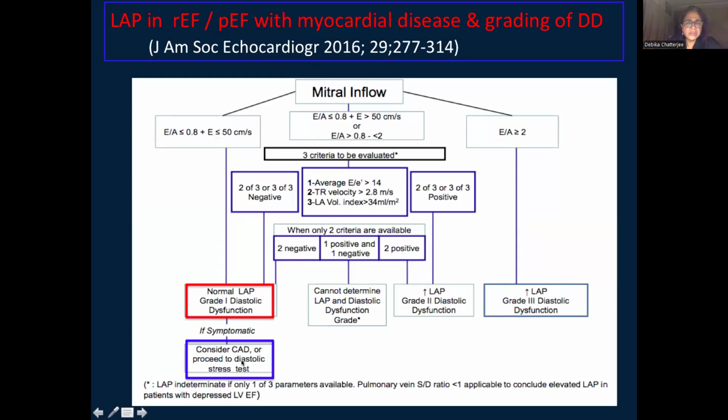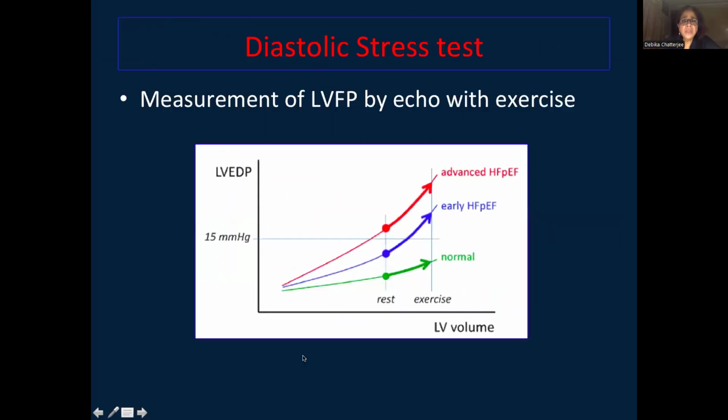So in this particular group, we go for the diastolic stress test. Well, what is that? It is the measurement of the LV filling pressure by echo with exercise. So long we were measuring the LV filling pressure at rest. Now we will measure it with exercise, because the reason why we do it will be very clear if you look at this chart.